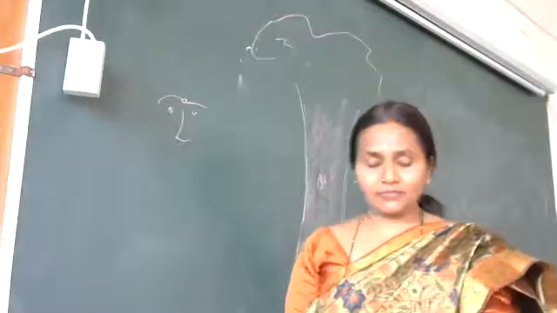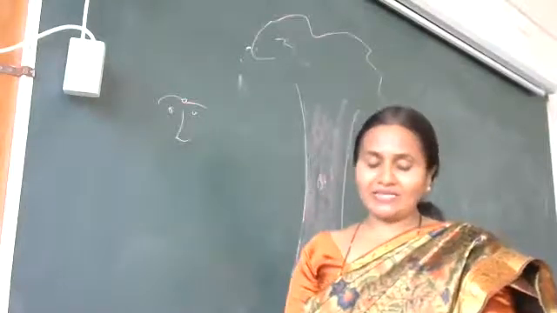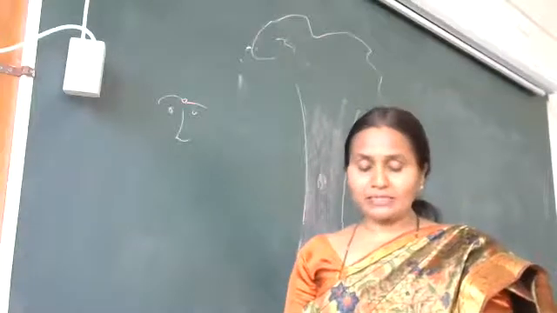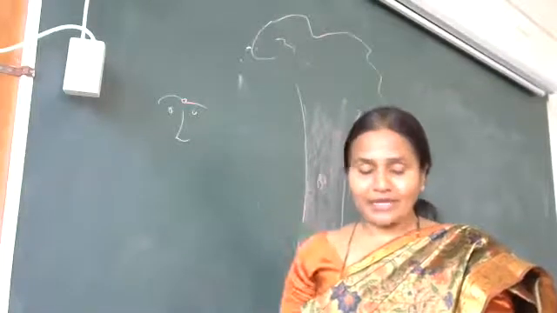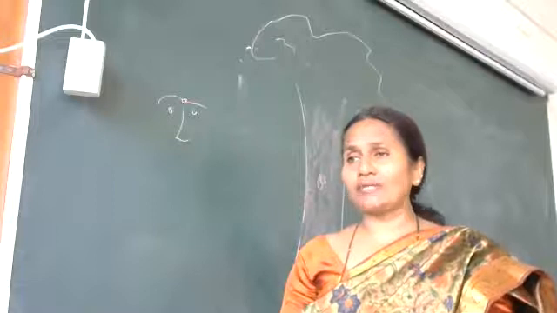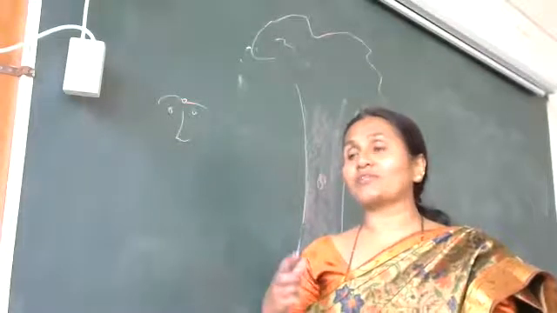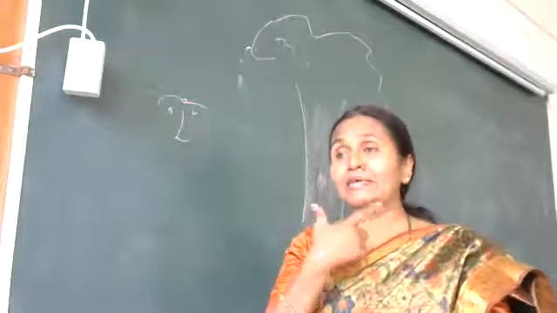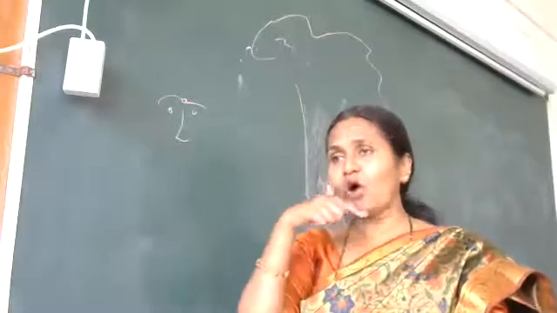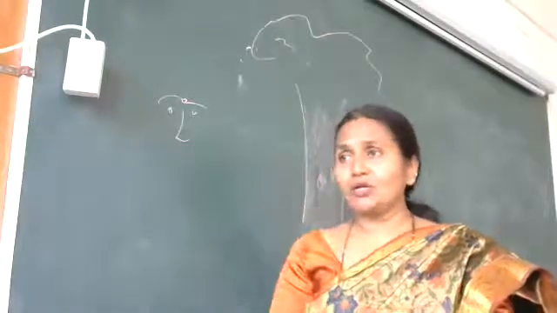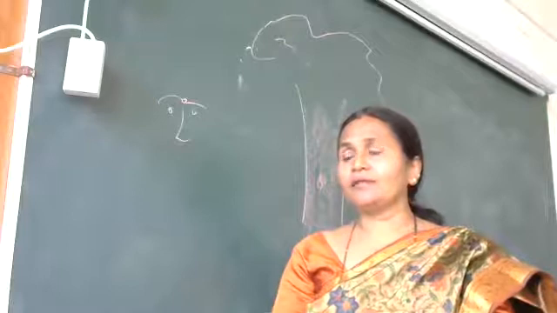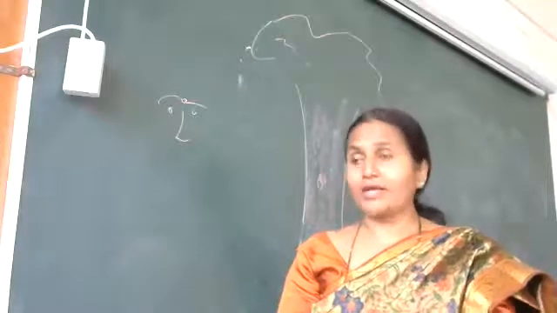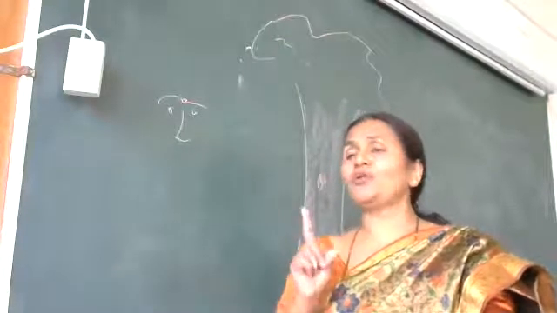Now about the text. Make a smiley if the sentence is true. Make a sad smiley if the sentence is false. You have to make a smiley face if it is true, and if it is false, you have to make a sad face. Okay, answer now. All of you listen.